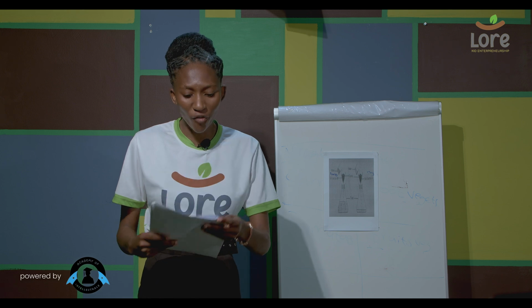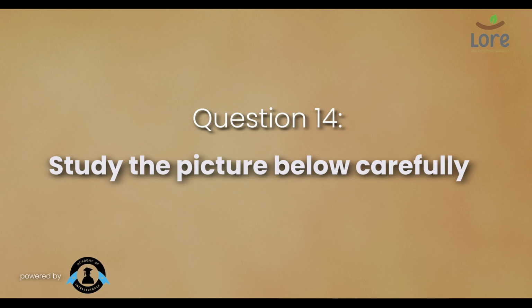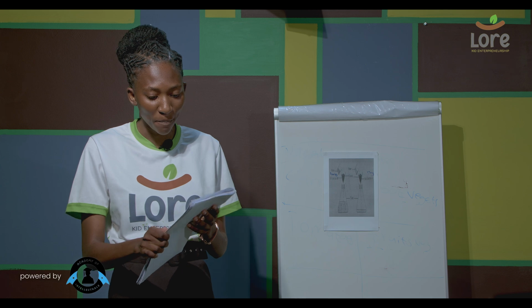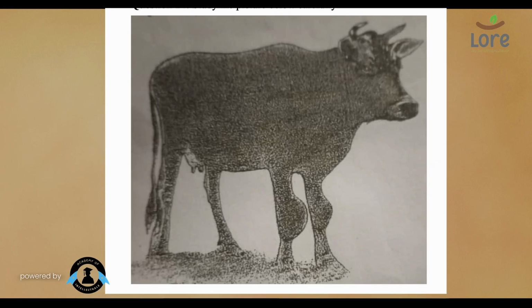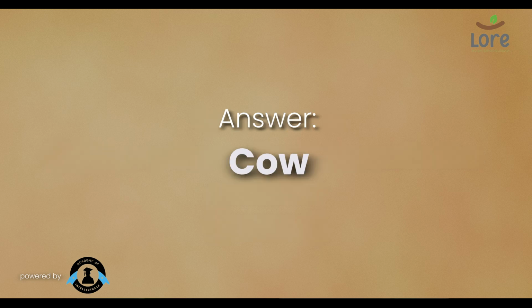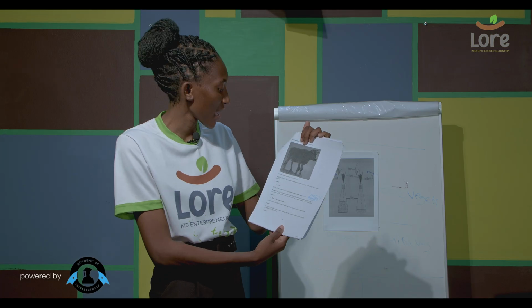Okay, let's move on to question 14. Question 14 says, study the picture below carefully. So we have a picture in our question paper. And then our question says, name the animal shown in the picture. Our answer is a cow, because from our picture, we can see that it is a cow.